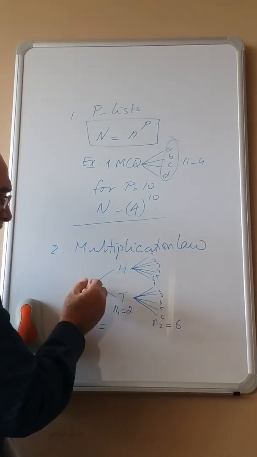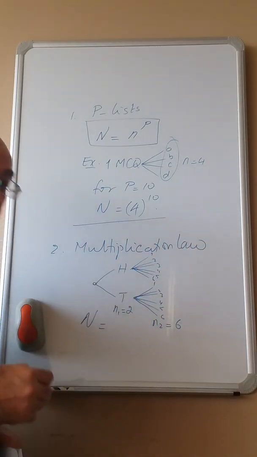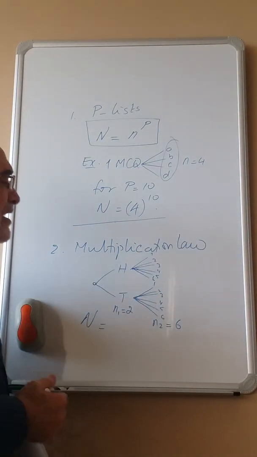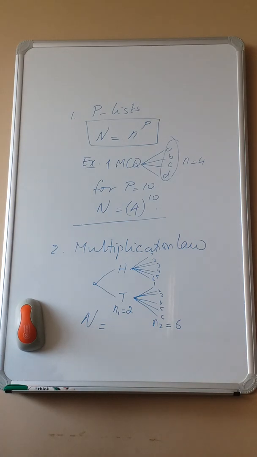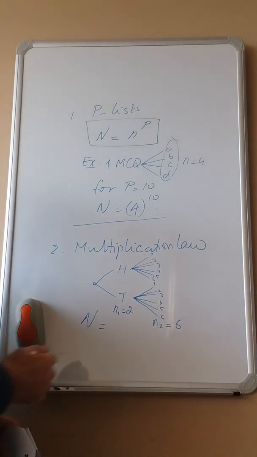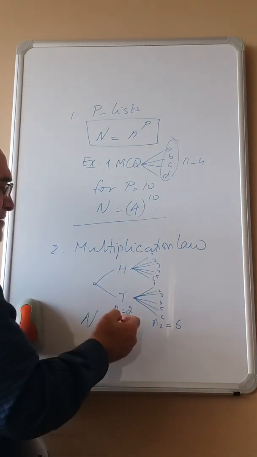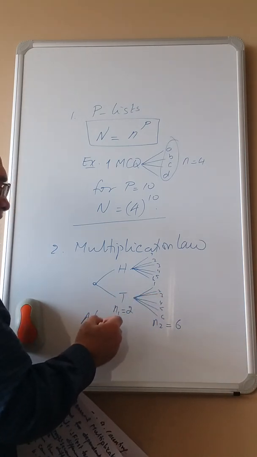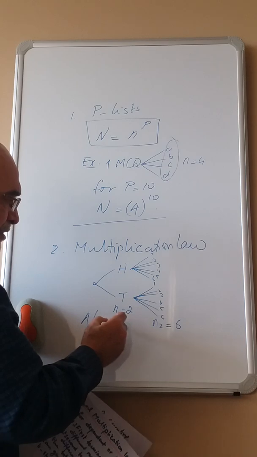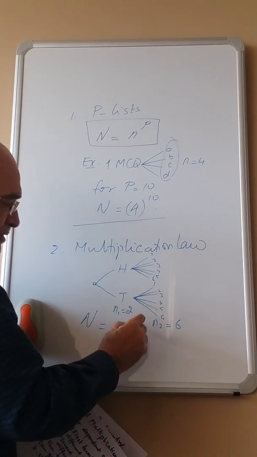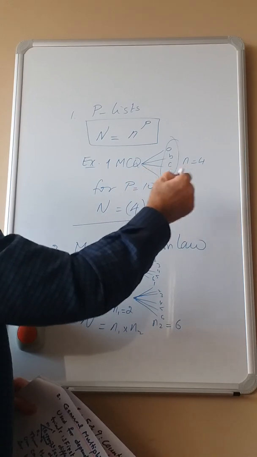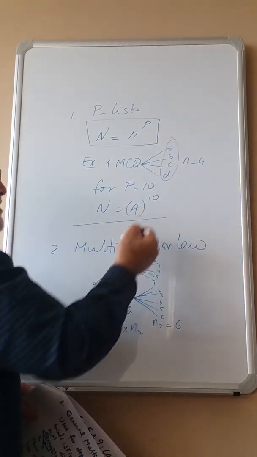This is a rooted tree starting with H then T as the first level. Then at the second level you have, as you see, 6 outcomes per case. For H I have 6 different cases. For T I have 6 different cases. So the total number by the multiplication law will be N1 times N2 and not N power P, because you don't have the same number repeated P times.